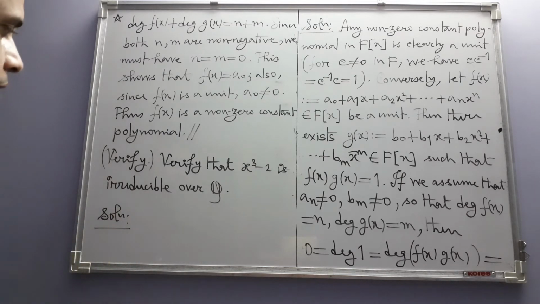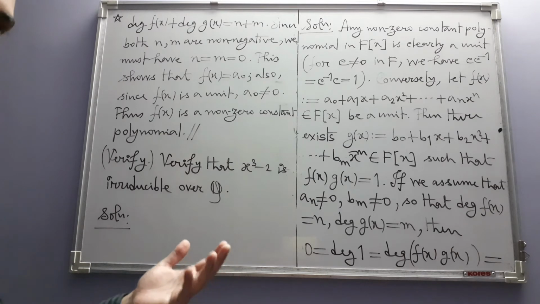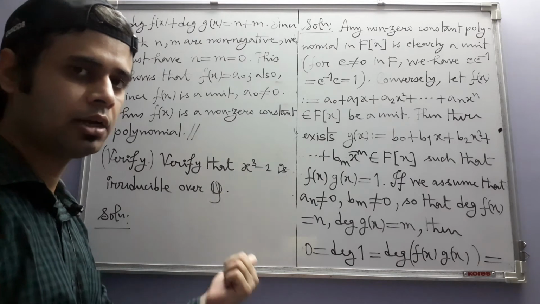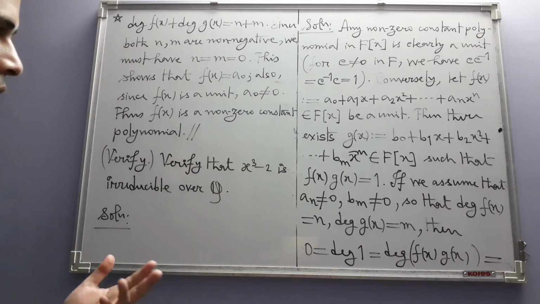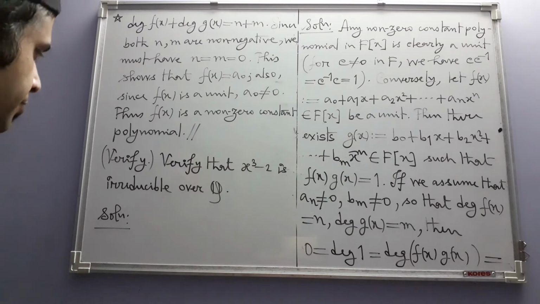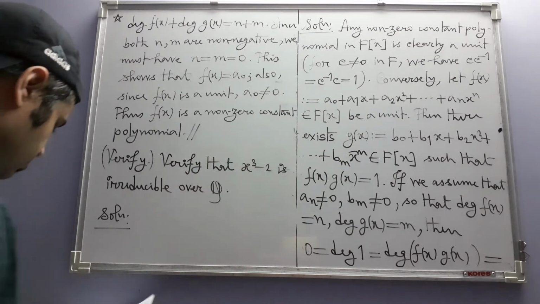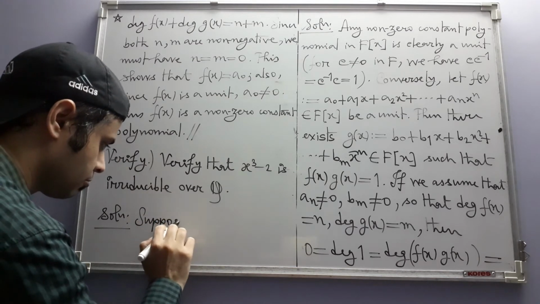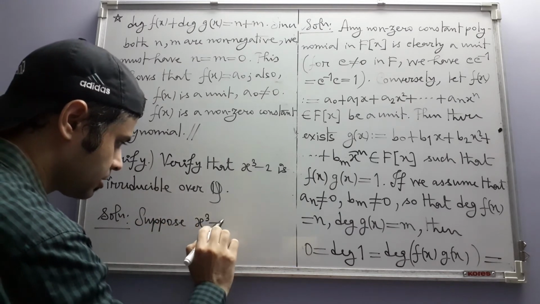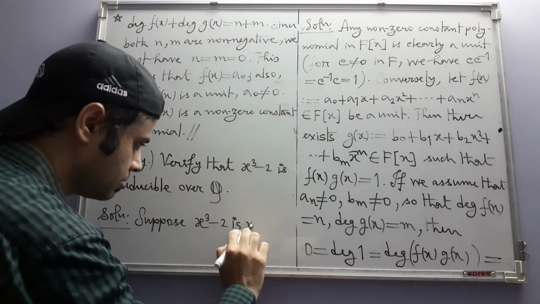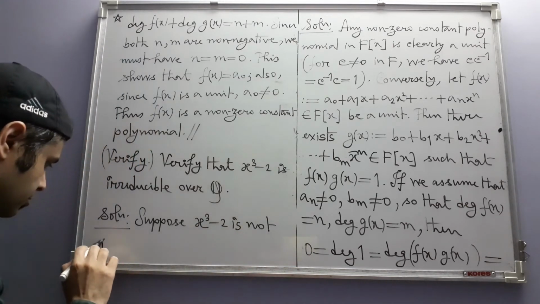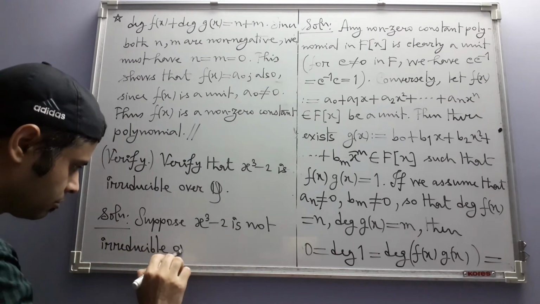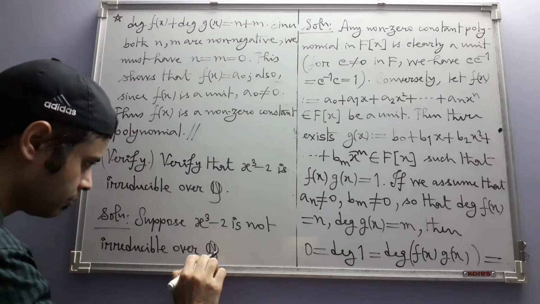Okay, here the procedure is to assume that no, it's not irreducible, that it has a non-trivial factorization in the polynomial ring Q[x], and then arrive at a contradiction. So that's what we are going to do. Suppose x cube minus 2 is not irreducible over Q.